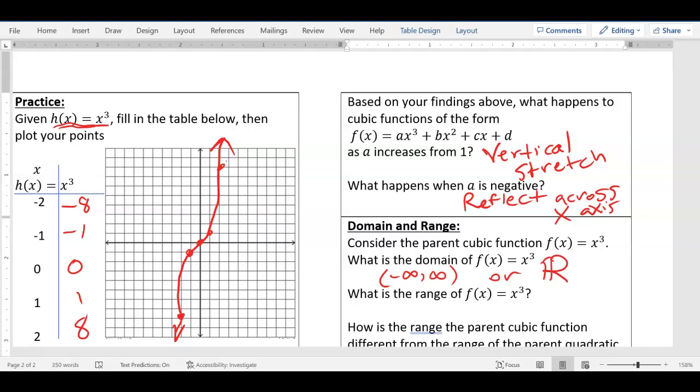I'm telling you, this section, your domain and range is gonna be very easy. It's always gonna be that. Now you don't have to write both of these, just pick one. If you like the infinities, do that. If you like the weird R, do that. Cool.